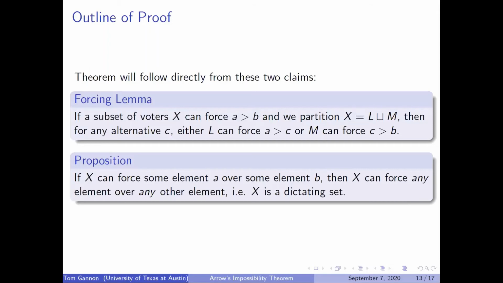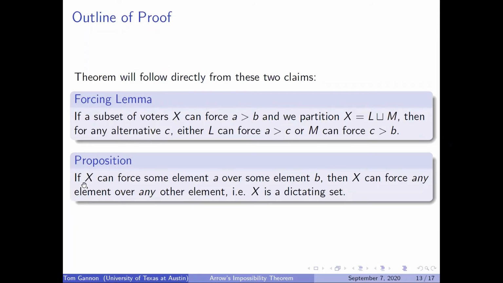We'll start with everybody in the room and pick your two favorite alternatives and call them A and B. Everybody in the room, the set of all people, can force A over B. Now I will split my room in roughly half. We might have to break some ties, but it doesn't matter. The lemma says that either one side of the room can force A over C for a third alternative C, or M can force C over B. The middle of the room can force C over B.